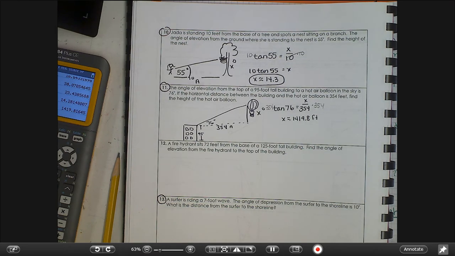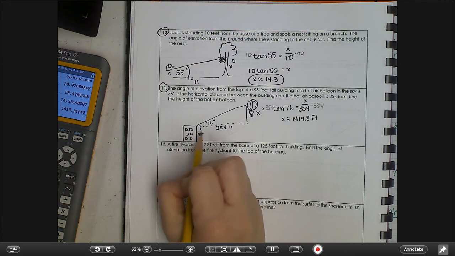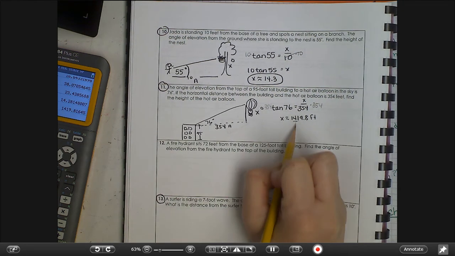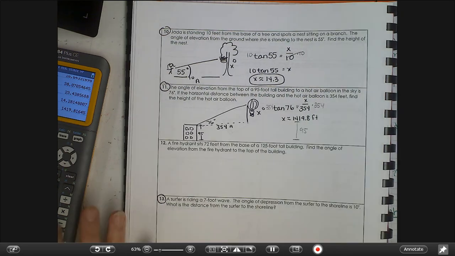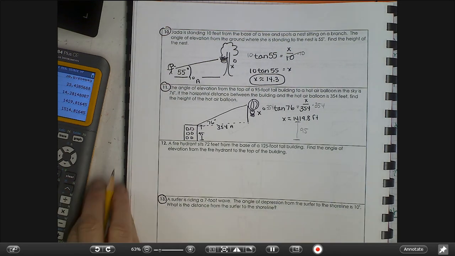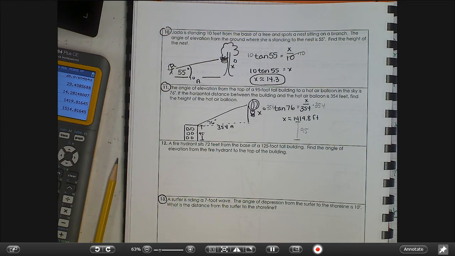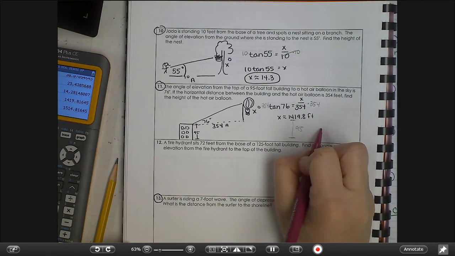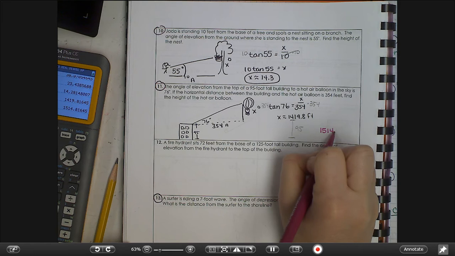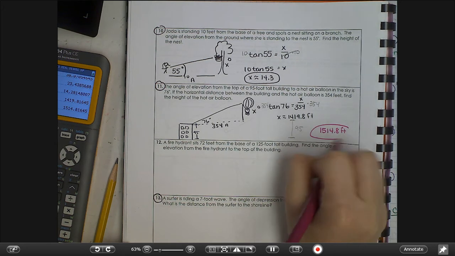Is that the whole answer, though? Well, it asked what the height of the hot air balloon is. And we also know the building is another 95 feet. So we need to add 95 to that. So the actual height of the hot air balloon is 1,514.8 feet high.